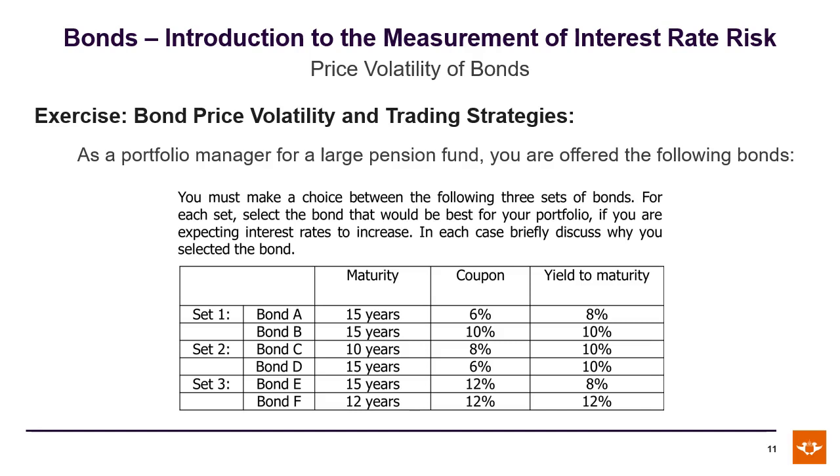Now I'm just going to talk briefly about set 1. If you look at set 1, you have 2 bonds, A and B. They have the same maturity, but their coupons are different, and so are their yield to maturities. So how do you choose?